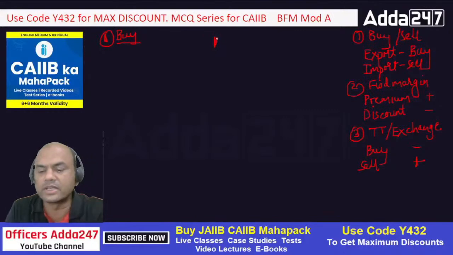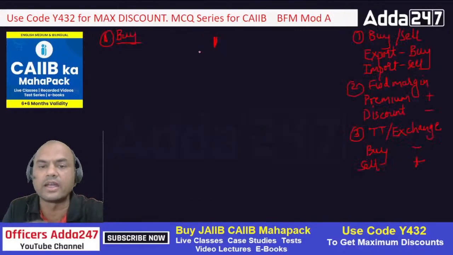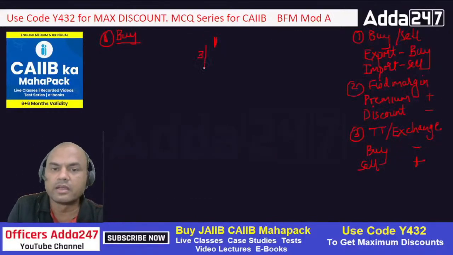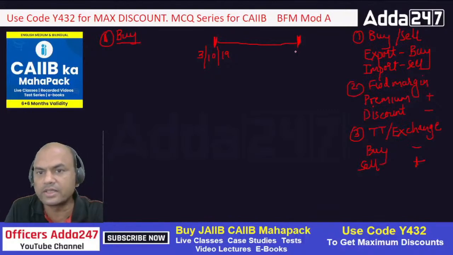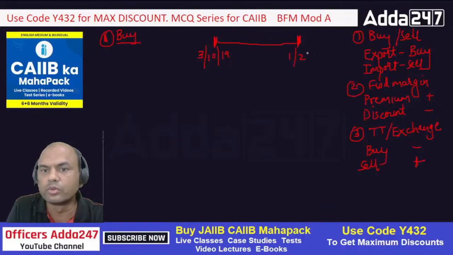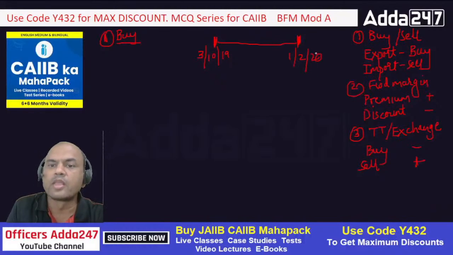What is this date? 3/10/19. And the funds will be received from that buyer. This buyer will pay on 1/2/20. So you have to look at this date now. 1/2 means it is the first date of February. First date of February means what rate should I apply?